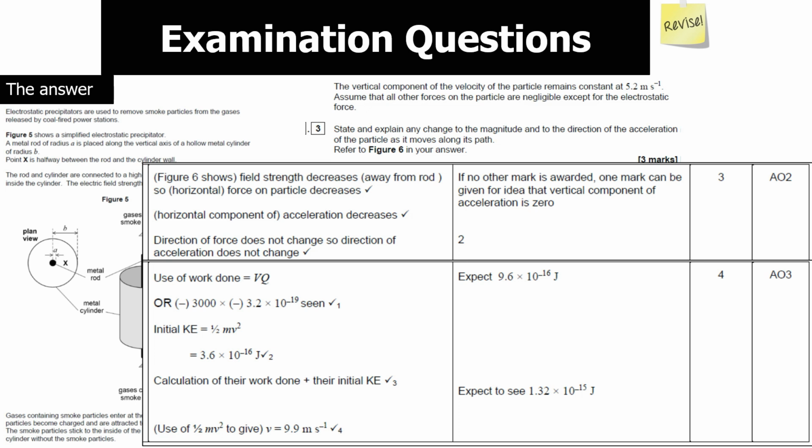Now we know the initial kinetic energy of our particle is half mv squared, and we can work that through to be 3.6 times 10 to the minus 16 joules. You can then add the work done because it's being accelerated, so therefore it's going to gain kinetic energy. So you add the two together to get your total kinetic energy. Then you can work out v by doing kinetic energy is half mv squared, rearrange it, make v the subject, and work out your answer that way.